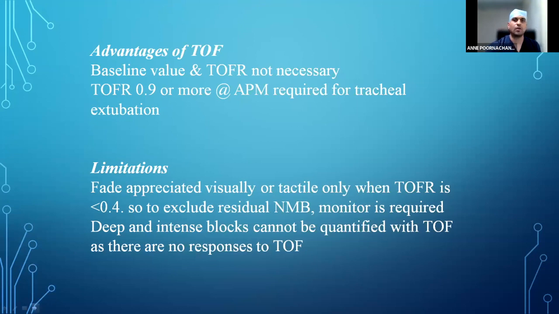I have already told about these things. And one thing to remember is a TOF ratio of 0.9 or more at the adductor pollicis muscle is required for tracheal extubation. And fade with TOF stimulation, you can appreciate till a TOF ratio of 0.4. Beyond 0.4, fade is not appreciated visually or by touch.